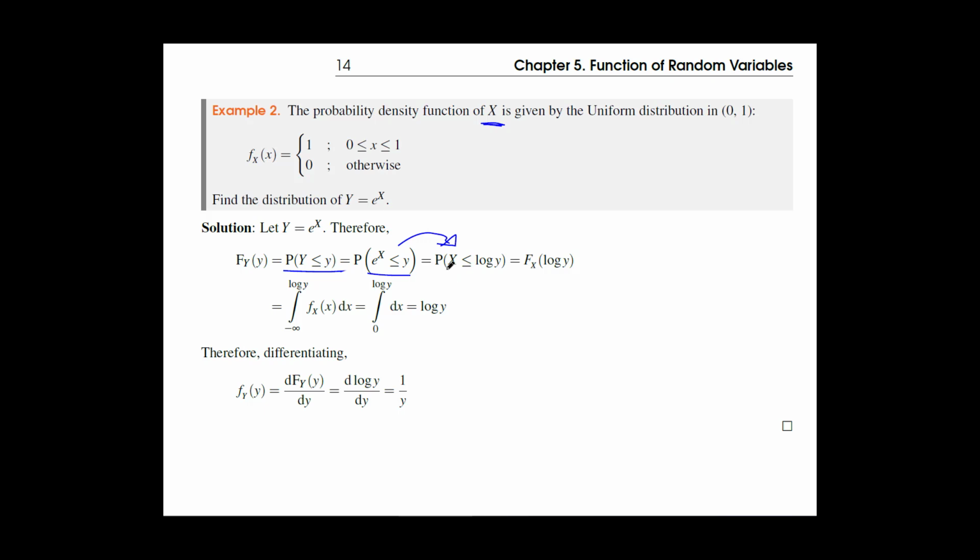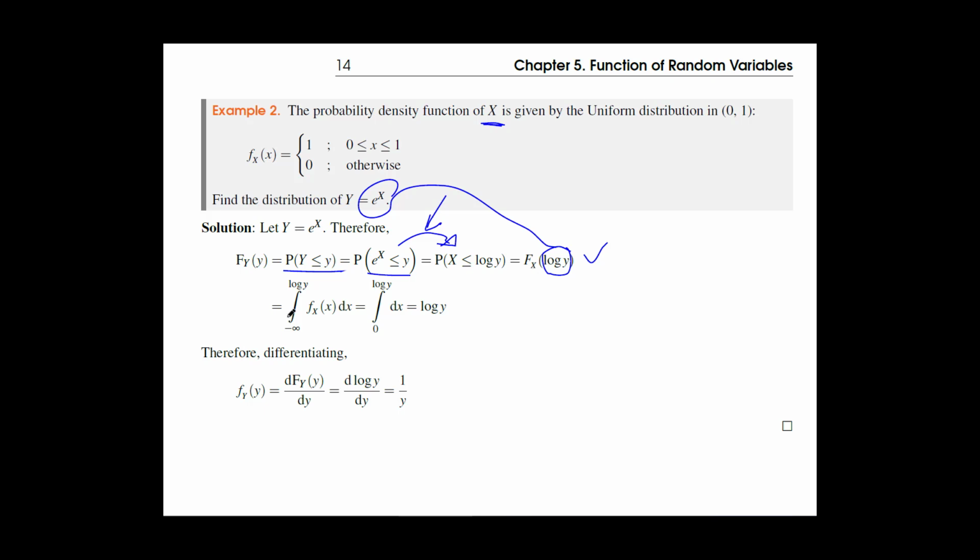And then this is, by definition, the CDF of x evaluated at log of y, right? So this guy is the inverse of this function, and it happens at this step right here. Okay, so the notion of inverse will be really important in our discussions. Okay, and then once you have this, so you're kind of done, right?